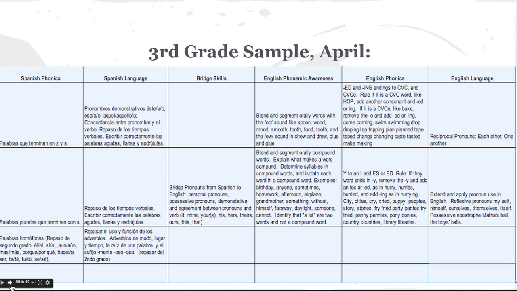Here's a sample of the 3rd grade April sequence. Notice that Spanish phonics and language are explicitly taught. Then, a bridge is planned that may indicate to you what to transfer in your side-by-side contrastive analysis of phonology, morphology, syntax and grammar, or language pragmatics. Following the bridge to English, time is planned to allow for the extension of that language before adding new skills.